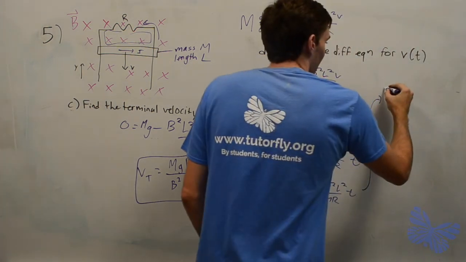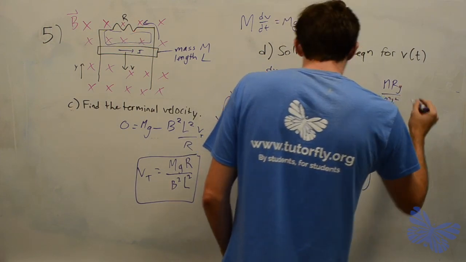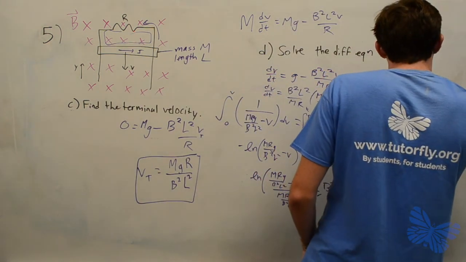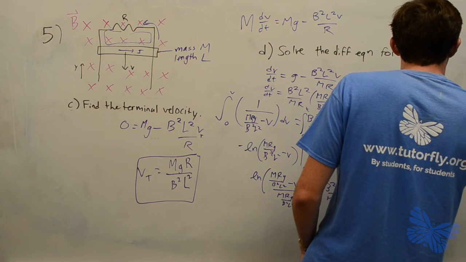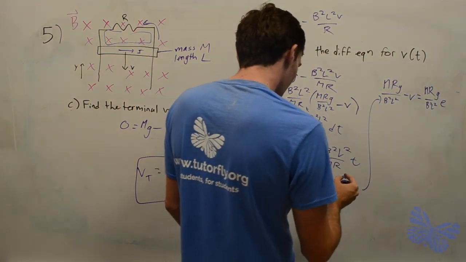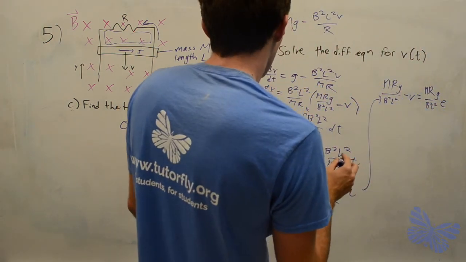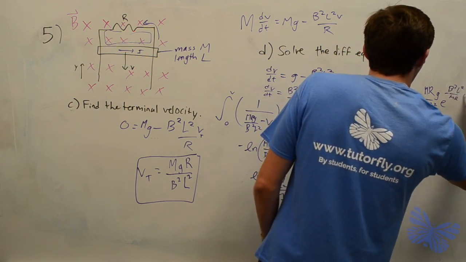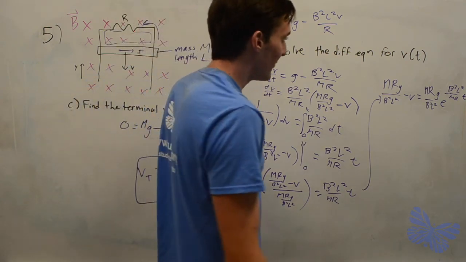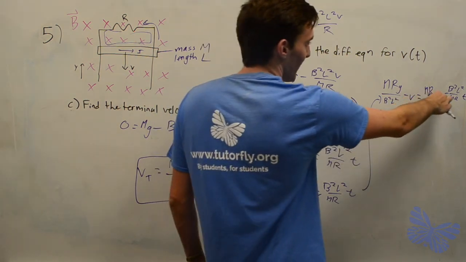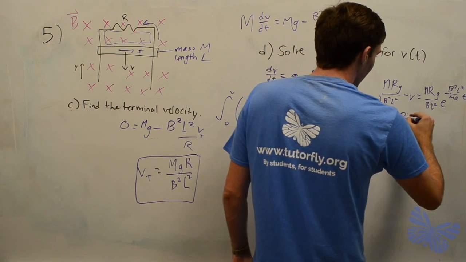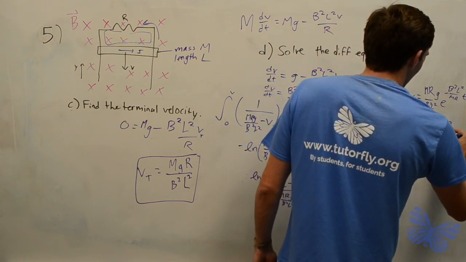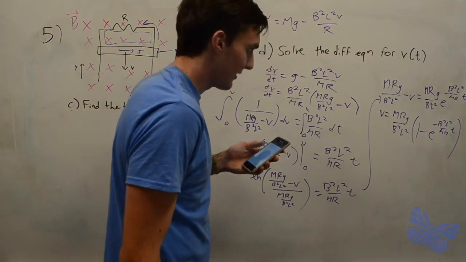So if we exponentiate an ln, we just get whatever's inside. So we get mrg over b squared L squared minus v. And then I'm going to multiply this to the other side. So it's going to be mrg over b squared L squared, and then e to the minus b squared L squared over mr t. And so finally we just get that v equals, if we move this to this side, mrg over b squared L squared, and then 1 minus e to the negative b squared L squared over mr t. And that is our final answer.